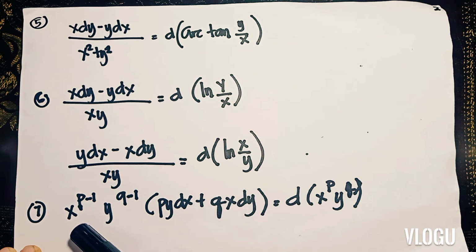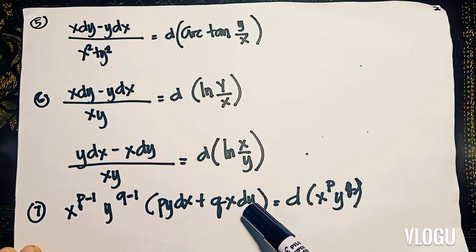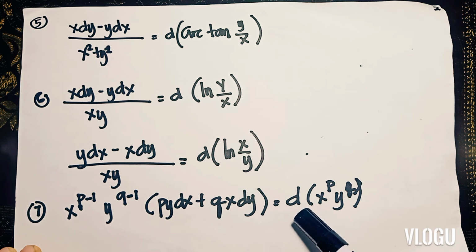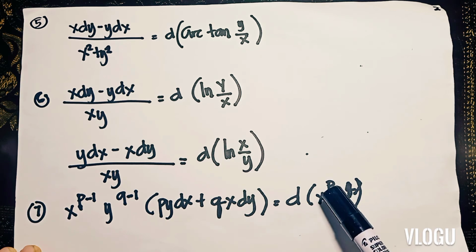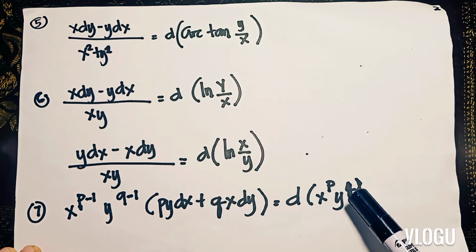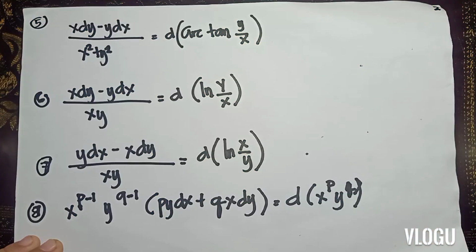Then if we have a form of x to the p minus 1, y to the q minus 1, times py dx plus qx dy, that is a form of the derivative of x to the p, y to the q. So this is form number 7, form number 8.